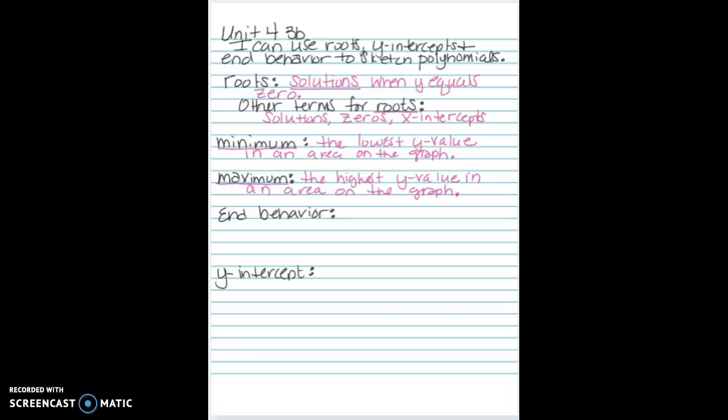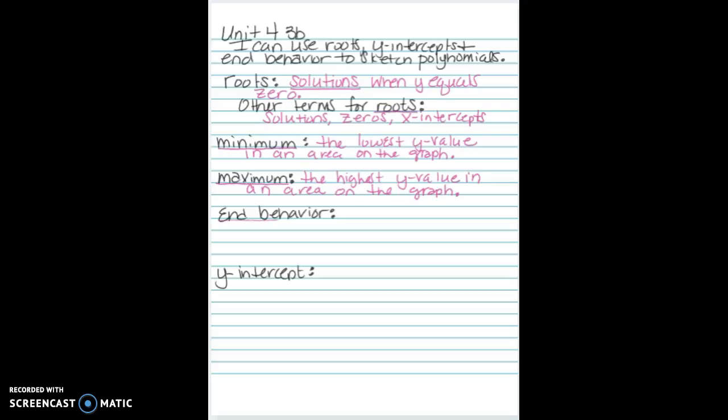Frequently, a minimum or a maximum occur when the slope changes from positive to negative, or when the graph changes from increasing to decreasing, or vice versa.